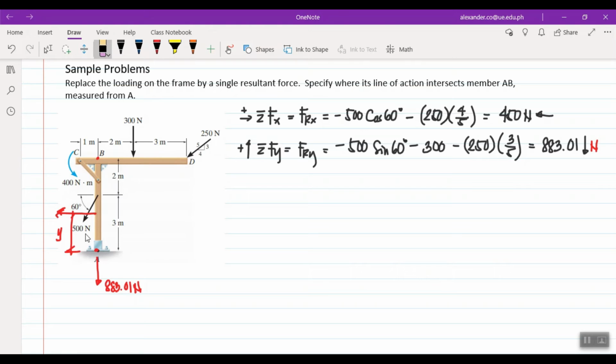This is equivalent as if you're saying na nandito siya, pero meron siyang couple moment. Okay? But that's not the question eh. Ang tinatanong, the line of action. So, ibig sabihin, hindi siya dito directly nakalagay. So, assuming lang nandito, hindi natin alam eh. Actually, hindi ko pa alam, no? Hindi ko pa na-solve. So, yan. So, that is as if you're saying na this is also the same as this one.